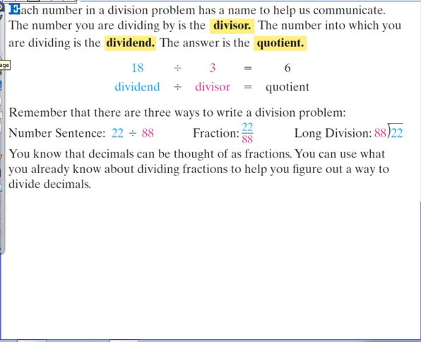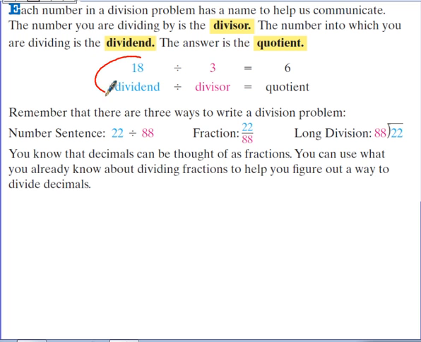So read along with me. Each number in a division problem has a name to help us communicate. The number you are dividing by is the divisor. The number into which you are dividing is the dividend. And the answer is the quotient. Well, we're going to try to make this a little bit simpler for you. The number that you're breaking up into pieces, the number that you're sharing, is the dividend.